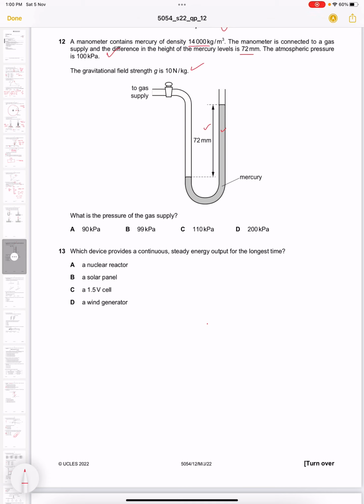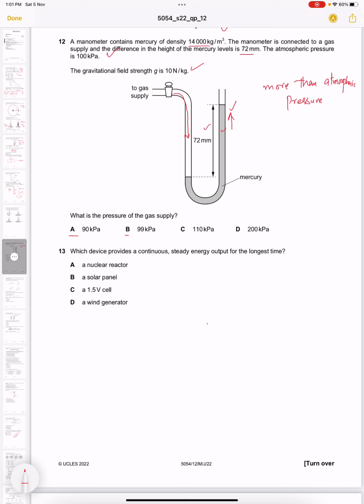One thing we are sure, since this gas supply has pressed this mercury downwards, because mercury level has risen from this side, it has risen, so it means the pressure of this gas must be more than atmospheric pressure. Okay, more than atmospheric pressure. So that automatically rules out option A and B. These cannot be the correct options. So option C and D, only one option from these is correct.